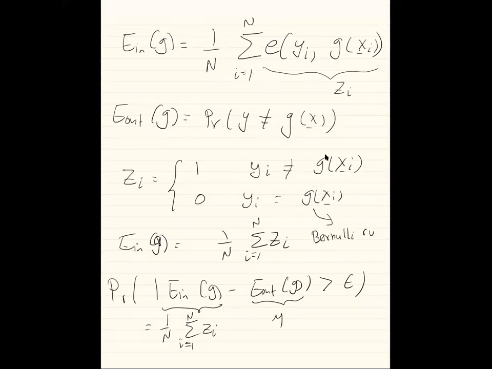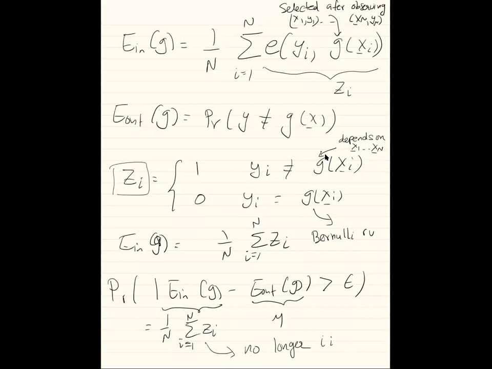Because if you look at it carefully, what is happening is that this G is selected after observing x1, y1 up to xn, yn, after observing the training set. So when you look at the Zi, the G here depends on x1 to xn. Okay? So as a result of that, the Zi's are no longer IID, because G is a function of all the training points. And hence, Hoeffding cannot be used.